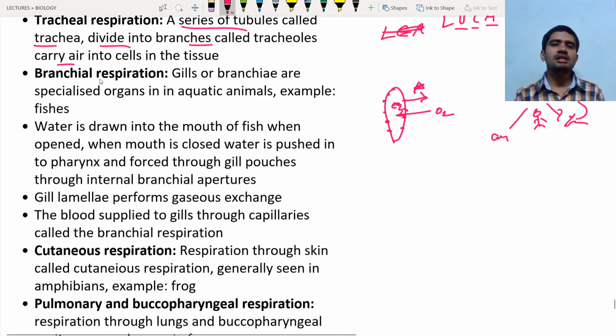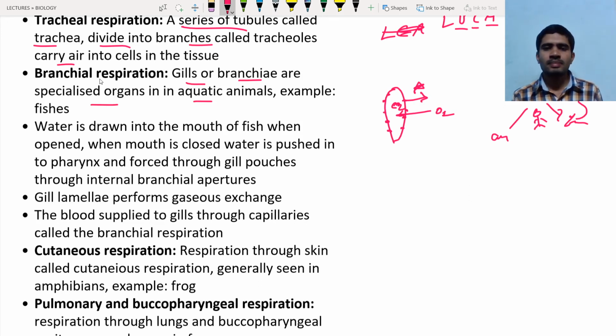So next is branchial respiration. In branchial respiration, the gills or branchiae are specialized organs in aquatic animals, especially the fishes. Let us consider this is a fish, and this is the mouth of the fish. On the sides you can see the gills.